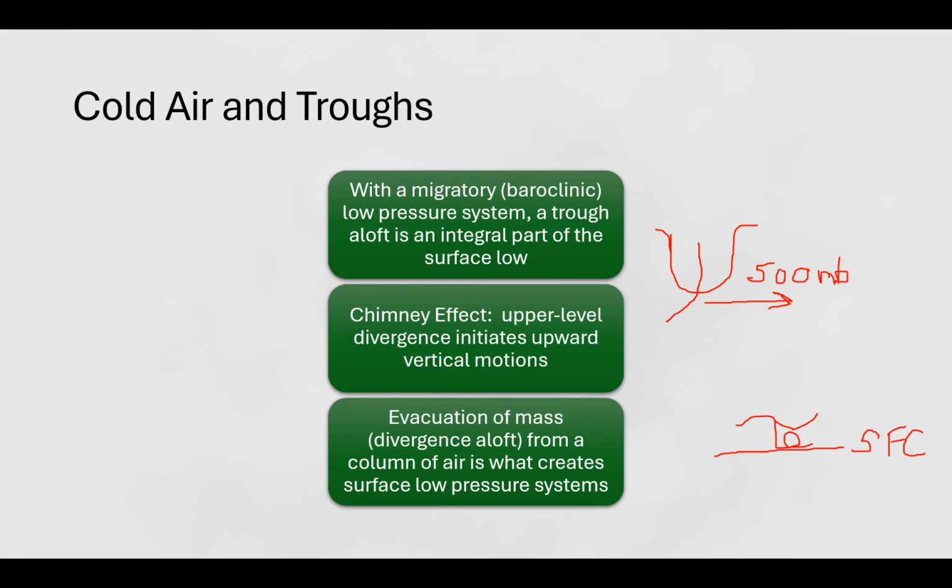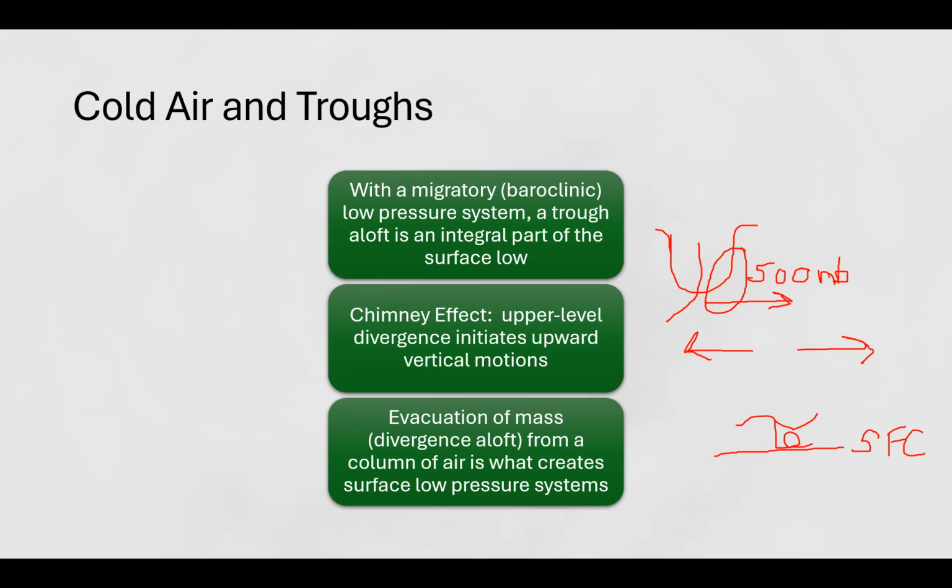Bear with me on my drawings. I know it's not the best. Usually out ahead of this trough axis at 500 millibars, this area is going to be favored for upward vertical motion and upper level divergence. Remember what we said, upper level divergence is a spreading apart of air.